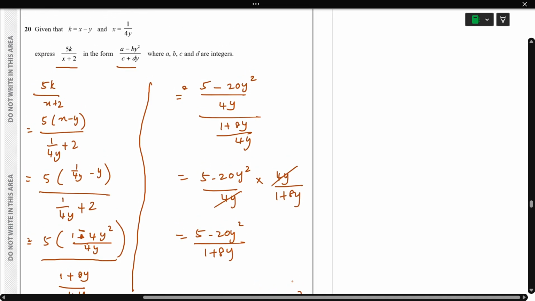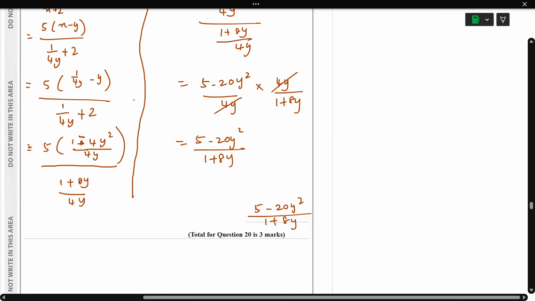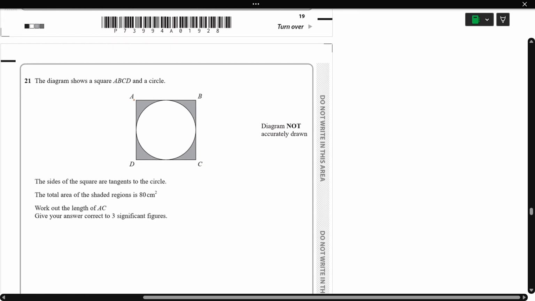So this is the way we need to leave the answer, because it is (a minus b y square) by (c plus d y). All are integers here also. 5 minus 20y square by 1 plus 8y. That's the final answer. The next question, question number 21.